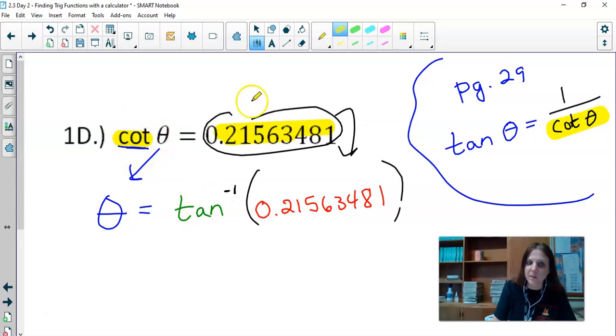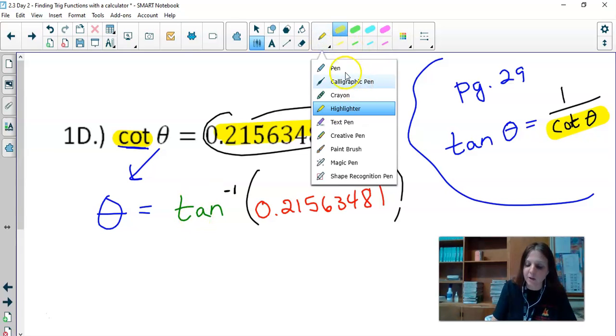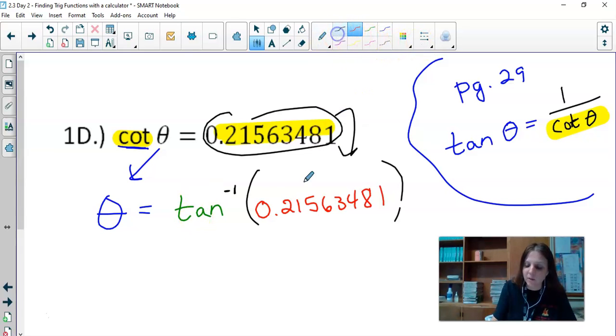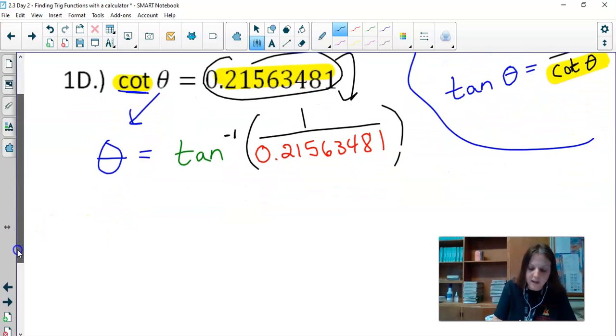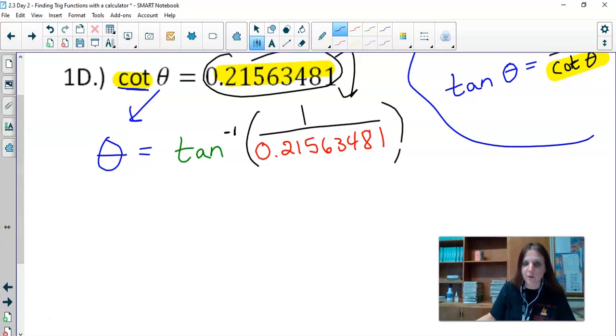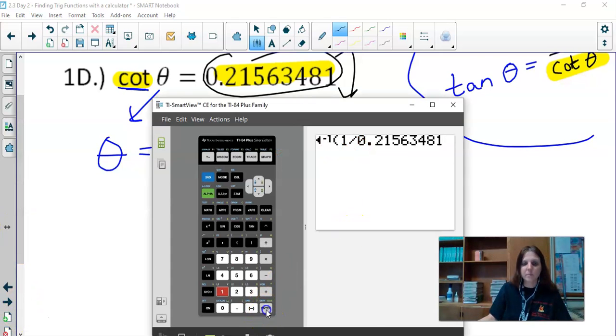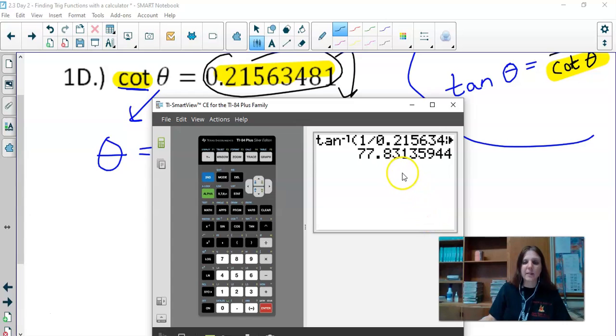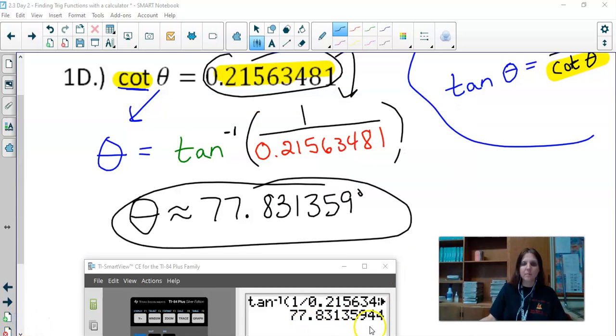So this is a cotangent that I have the answer of. I'm typing in a tangent. So in order to let the calculator know that, I have to put in the 1 divided by using this reciprocal. Go ahead and type it into your calculator now. And just like the other ones, I'm going to round it off to 6 decimal places. This one also, I just kept the 9. The 4 does not round it up.